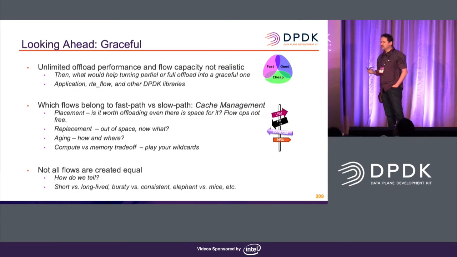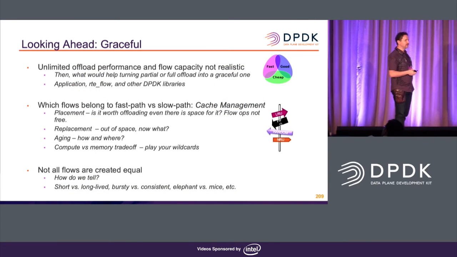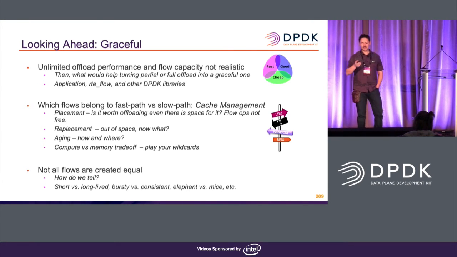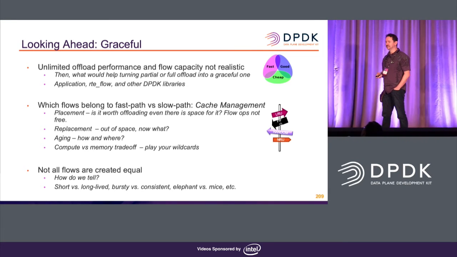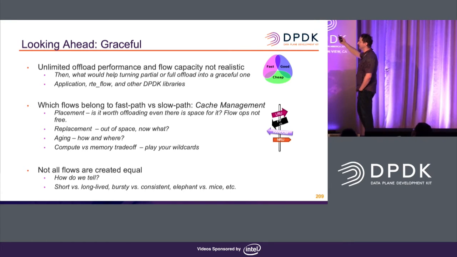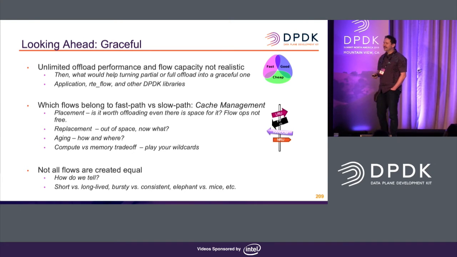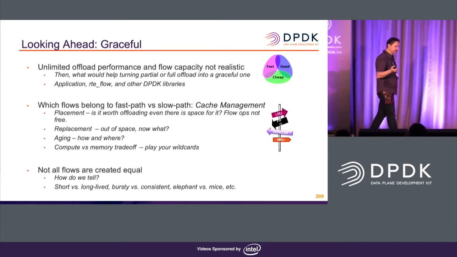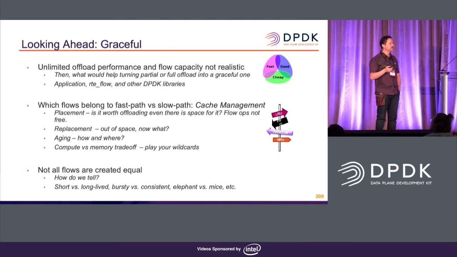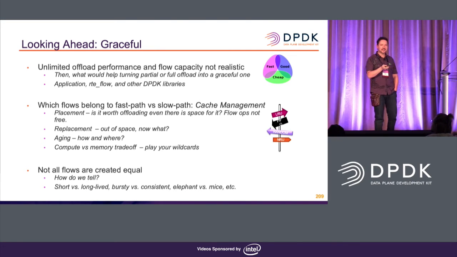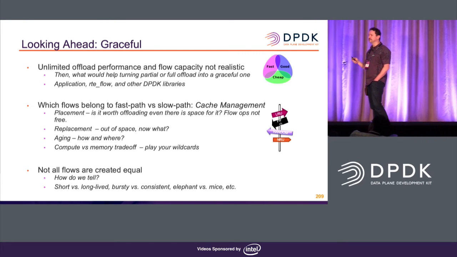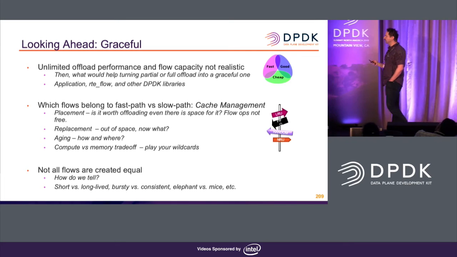So assuming we will have unlimited offload performance and unlimited flow capacity is not realistic. That reminds me of the famous triangle of truth. You can probably have 1 or 2 of those edges, but not 3 of them at the same time. So then how can you take the partial or the full offload case and turn it into a graceful one, right? It will probably be a responsibility shared between the application, the API itself, and maybe some of the other auxiliary libraries that might help turn this into a graceful one.